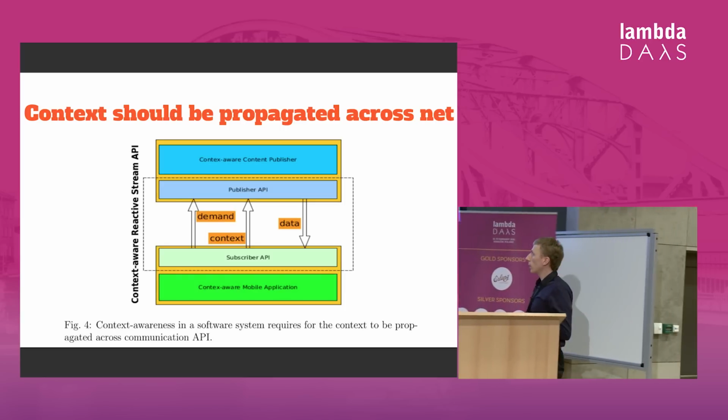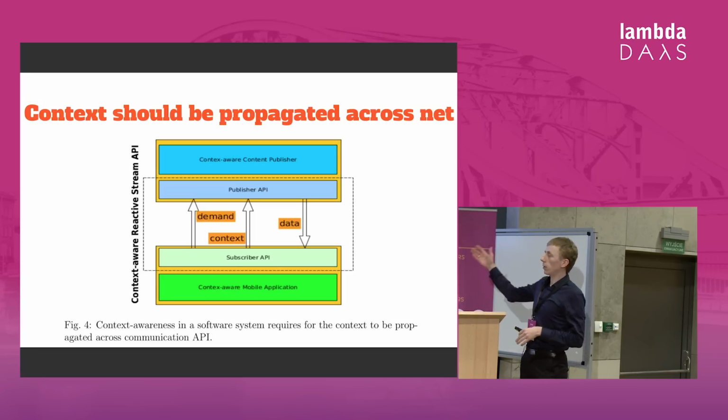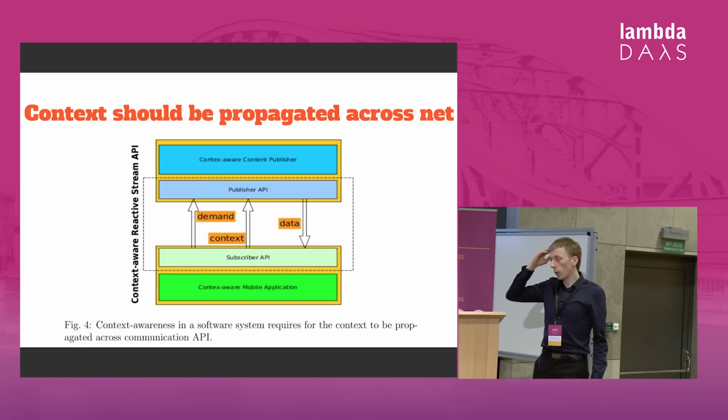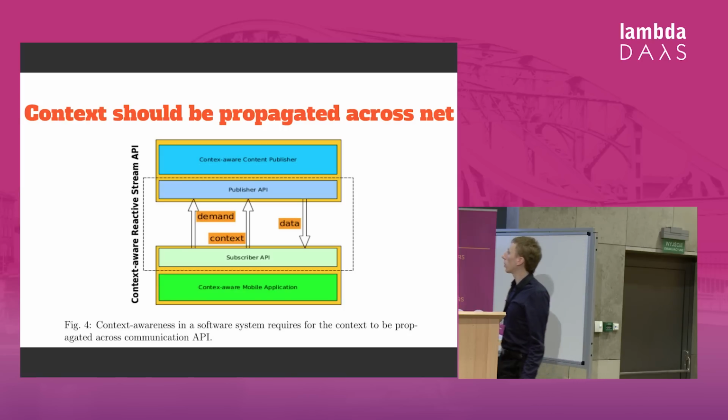The most important thing I want in the applications I'm building is that this context should be propagated across the network. So that's the most important part. This asynchronous boundary is where the context is relevant. So we have a context-aware mobile application and publisher, and then the context should be propagated.